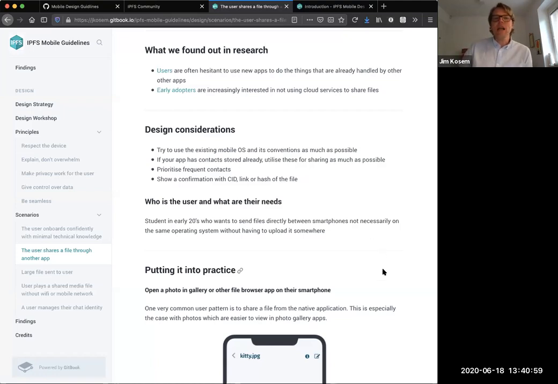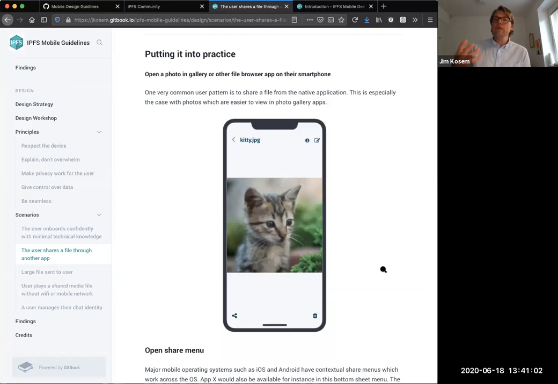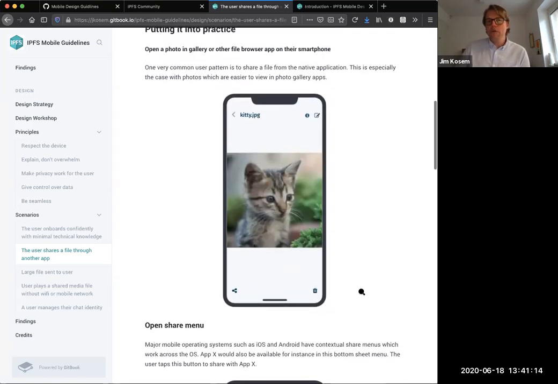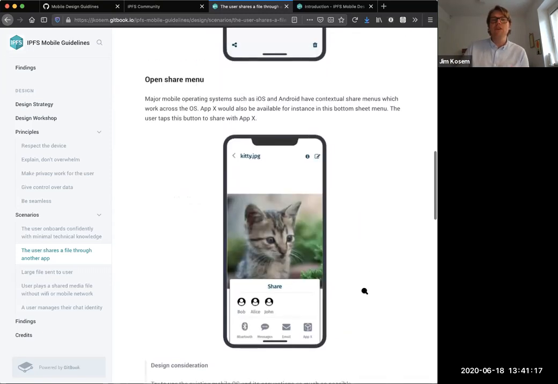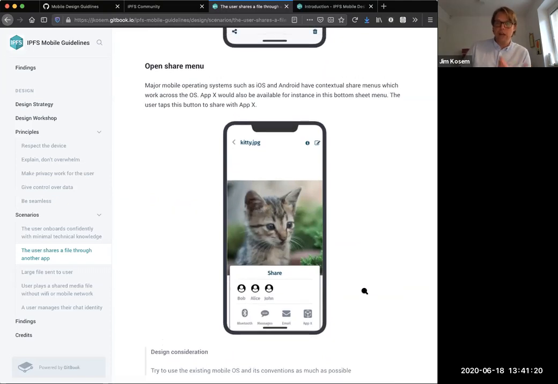Putting that into practice is about using the stuff people are already doing. You don't want to create potentially another gallery app if people are already using another. So if they opened up the photo gallery, let's say, and this was available through the share menu in, well, at least iOS and Android, which are the ones we looked at. Granted, there are others, but these are obviously the most prevalent. Then AppX is available through the share menu, just as Telegram is available in the share menu, or Dropbox is available in the share menu. Thus, AppX, which is built on IPFS, would also be available there.